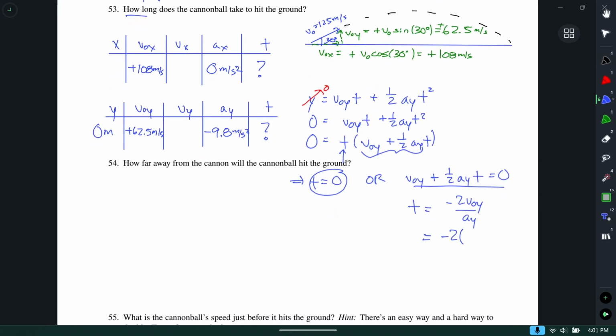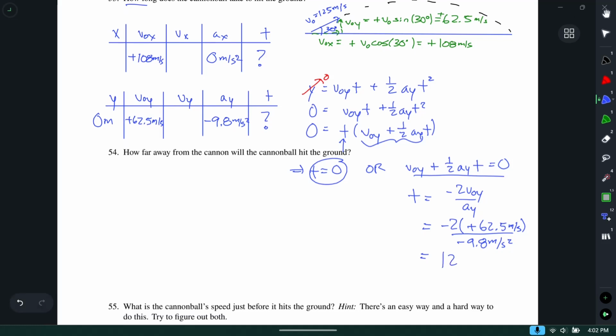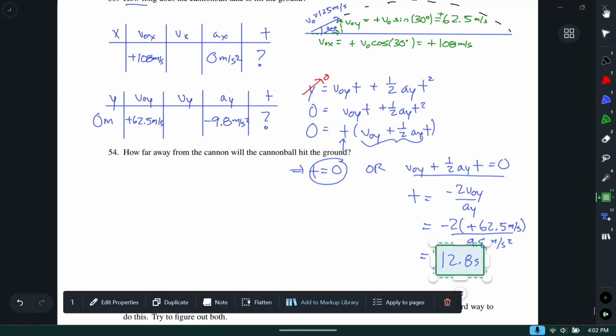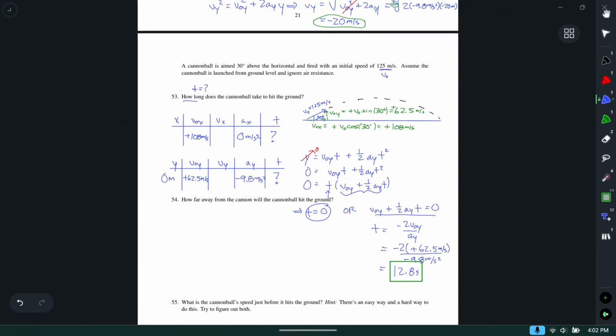The initial y we said was 62.5. And then over 9.8. And if I calculate that, I get about 12.8-ish seconds. All right, so if something's launched at an angle, really the main thing that gets worse is you have to find the components of that initial velocity and then proceed as usual.